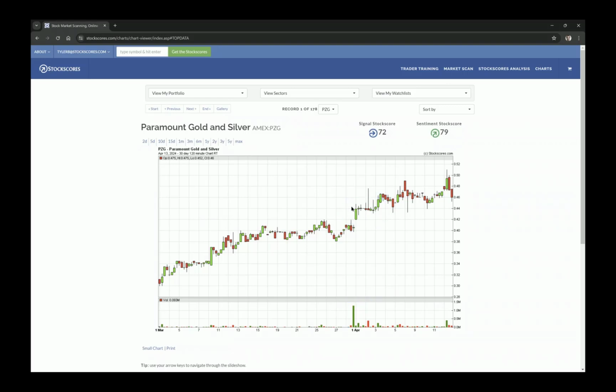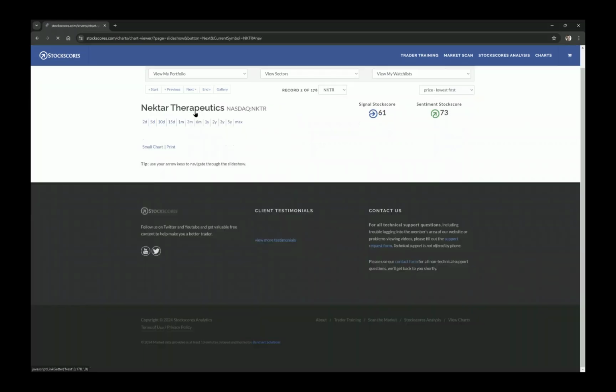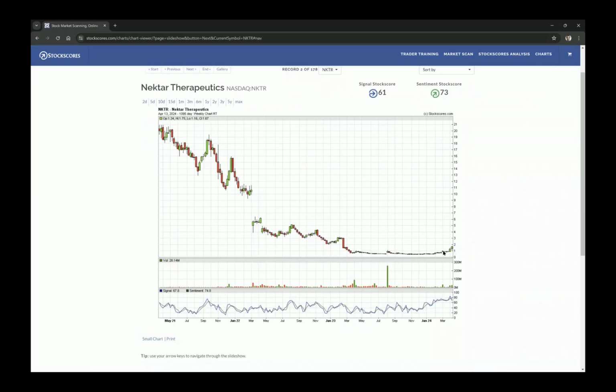So based on all that analysis, which I can teach you to do yourself, I would rate this stock as 6 out of 10. So PZG, 6 out of 10. Here's another one that's very similar. I day traded this stock last week. I think this has decent long-term potential. I'd give this one a 6 out of 10 as well.